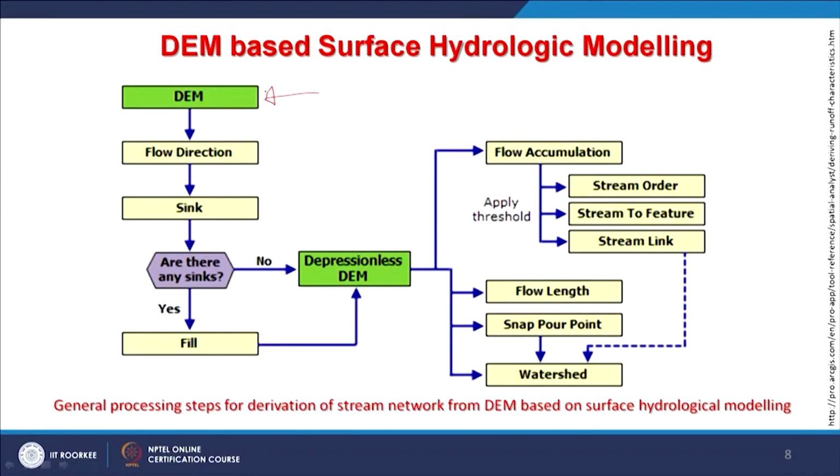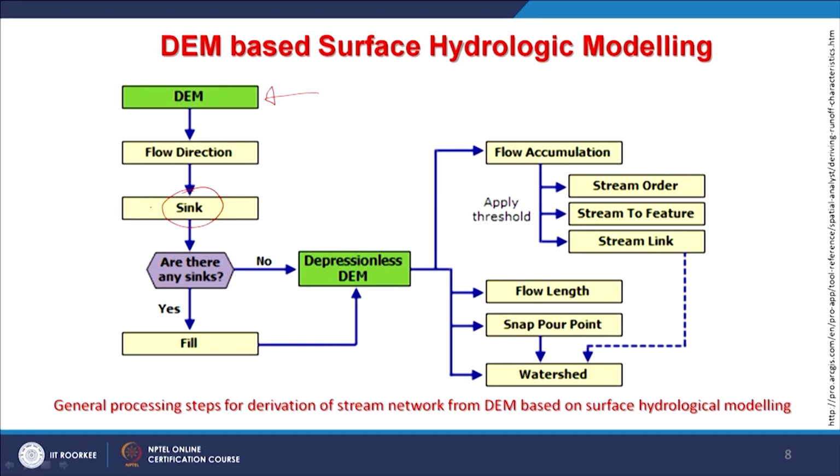So, the input is the digital elevation model. The first thing we generally do is derive the flow direction. Flow direction is more or less like your slope map. Then we identify the sinks. Why sinks? Because of the assumption I just mentioned. The sinks are the depressions, artifacts, or errors within your digital elevation model.